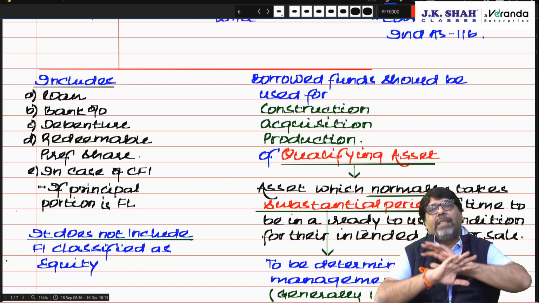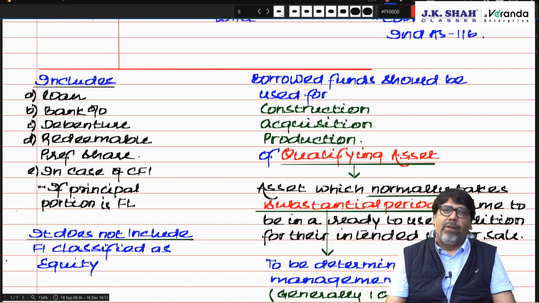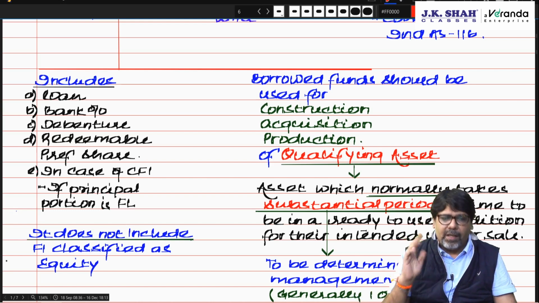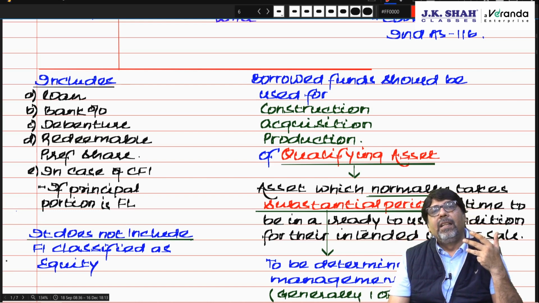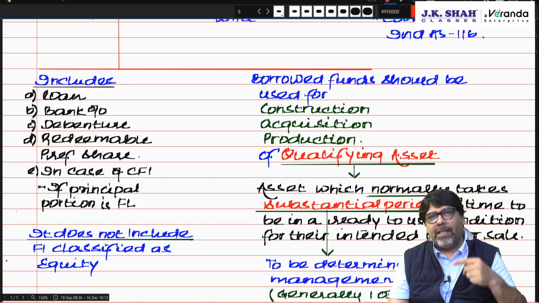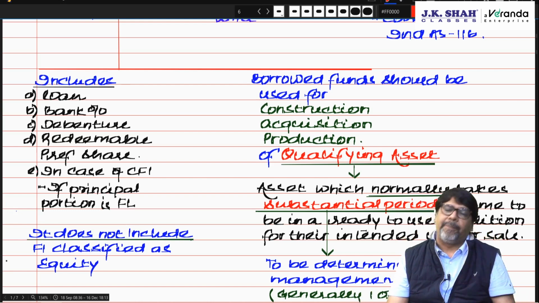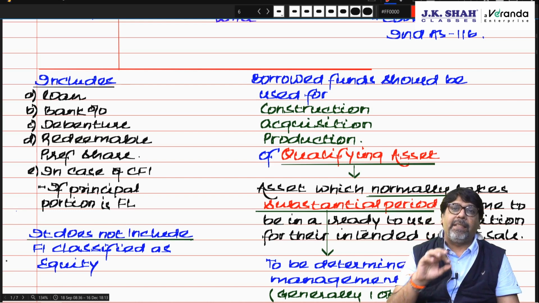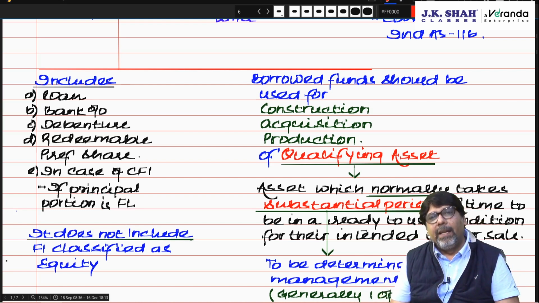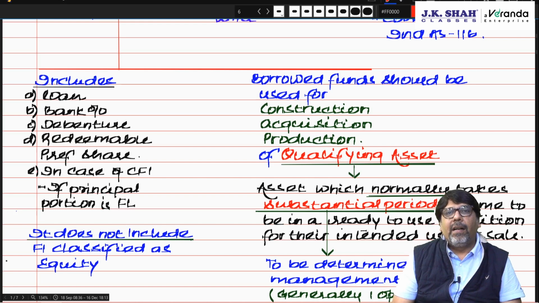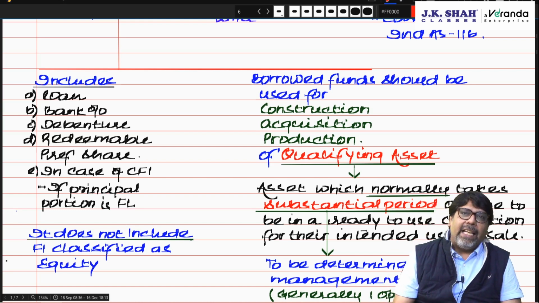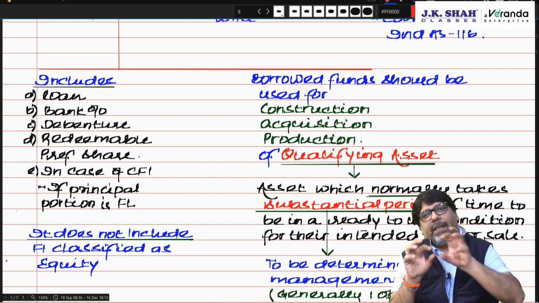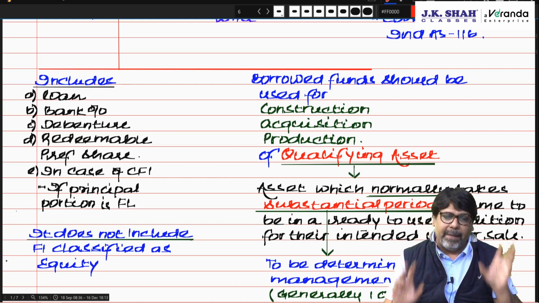So borrowing cost includes any sort of debt or loan, whether short term or long term. Loan, bank OD, debentures, redeemable preference shares. Redeemable preference shares means those preference shares which we are going to settle in cash. Those preference shares which will be settled in equity are classified as equity in Ind AS. If you remember, we studied that in financial instruments. And if it's a compound financial instrument, we consider interest only on the liability part.